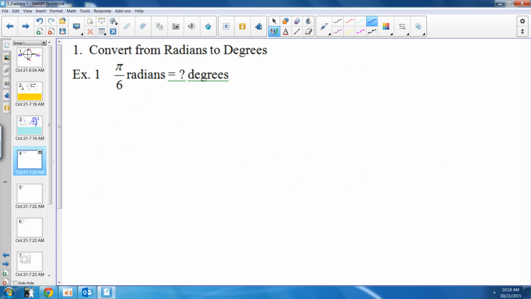Going the other direction, converting from radians to degrees. I want the degrees on top of my multiplier, my converter, and then I'll end up with the degrees. So this becomes pi over 6 times, I want the degrees on the top, 180 over radians on the bottom. The radians would cancel, and you're going to see that this is going to be left with 30 degrees.